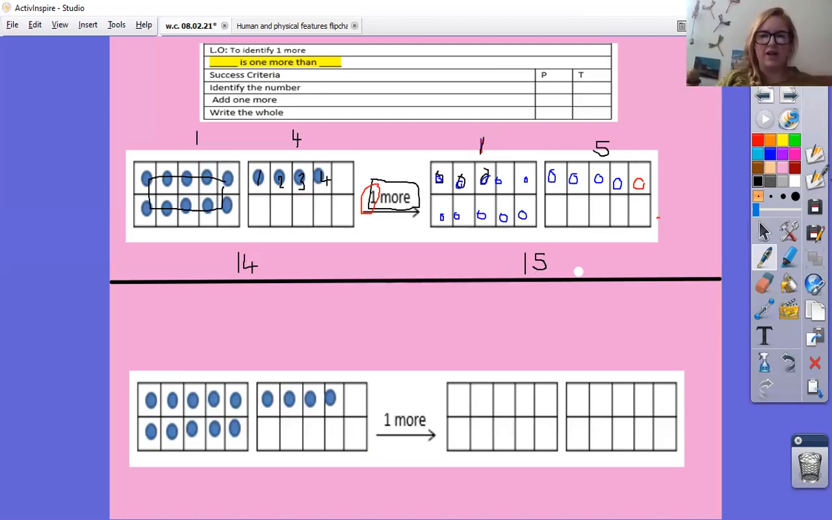Brilliant. Please, can you pause your screen and have a go at this one for me and come back when you're ready to check it. Fantastic. Okay, let's have a look at this together. So let's work out what our number is first.